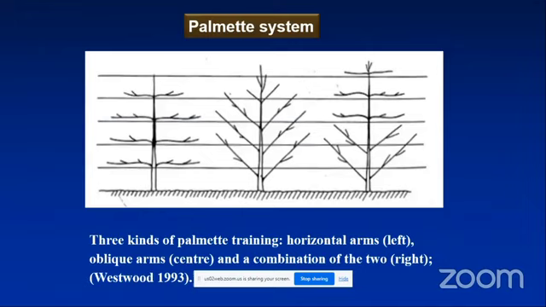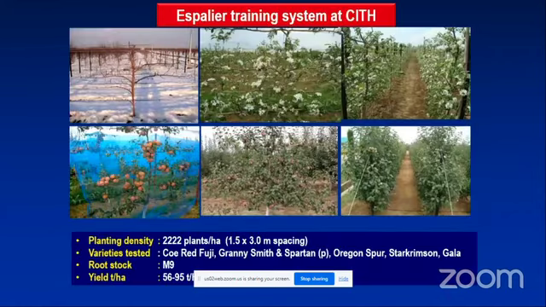This is the palmette system. 3 types we can train, we can make this planting system, plant architecture in the field. Then espalier system at Central Institute of Temperate Horticulture with close spacing of 1.5 into 3 with the planting density of 2,222.